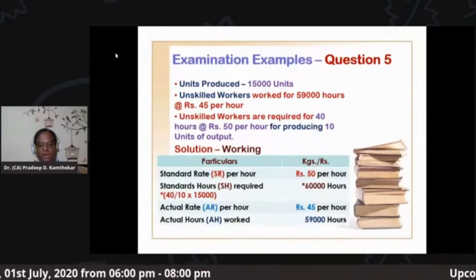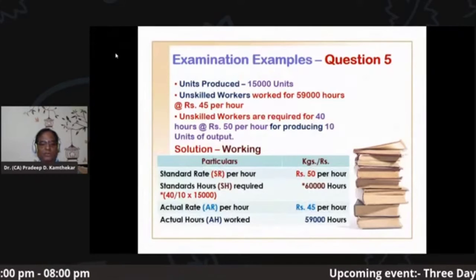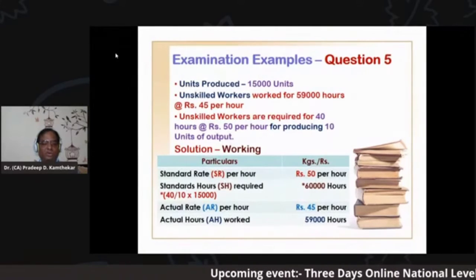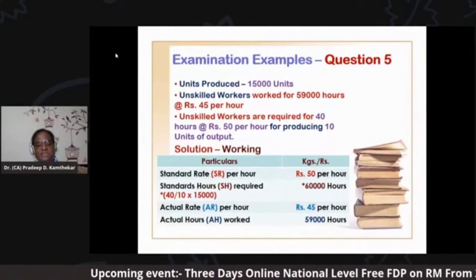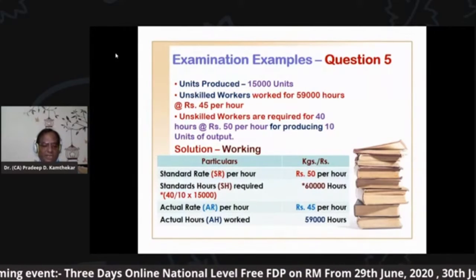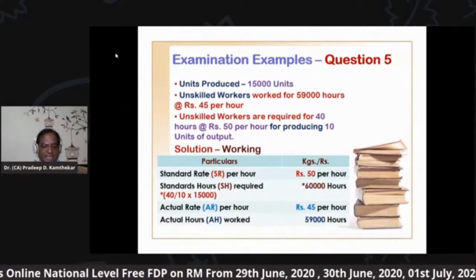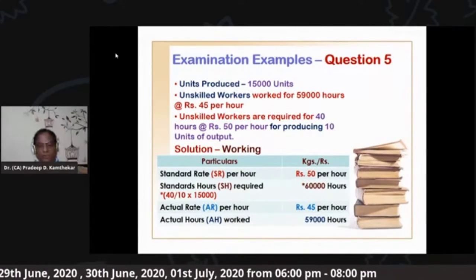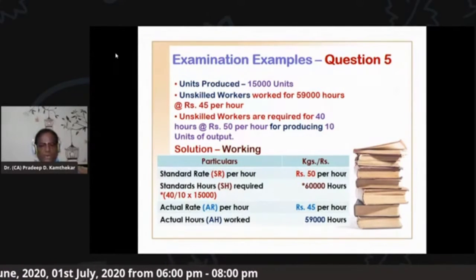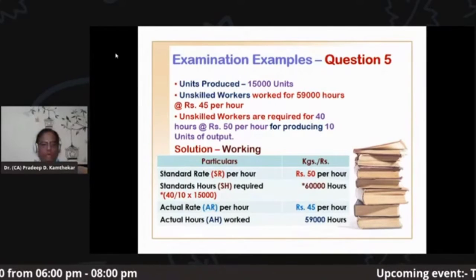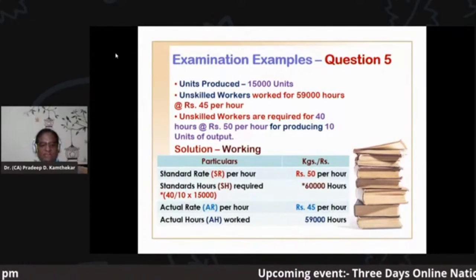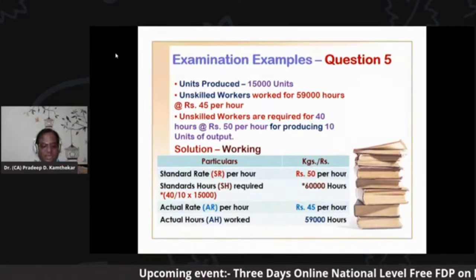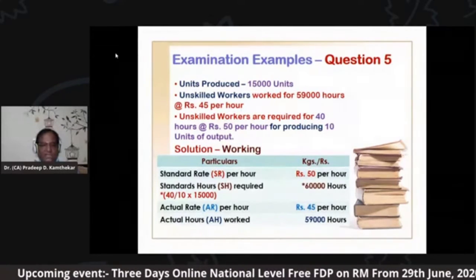That means for 10 units, they have to work for 40 hours. So then for 15,000 units, how many hours are required? You can see in the table, second line, the calculation is given: 40 for 10, then 40 divided by 10, so per unit it is 4. 4 into 15,000, that is 60,000 standard hours were required for producing 15,000 units.